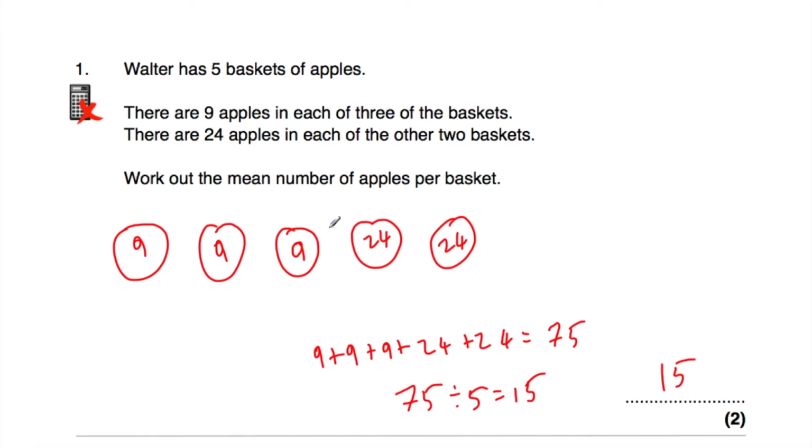Now this question was quite nice because there was only 3 baskets of 9 and 2 baskets of 24. Another way we could have done this question is we could have taken the number of apples in these baskets, which is 9, times it by 3 to get 27. We could have done 24 multiplied by 2, that's equal to 48, and then added them up to see how many apples there are, which is 75, and then divided that by the number of baskets, which is 5, and then that would have given us 15 as well.